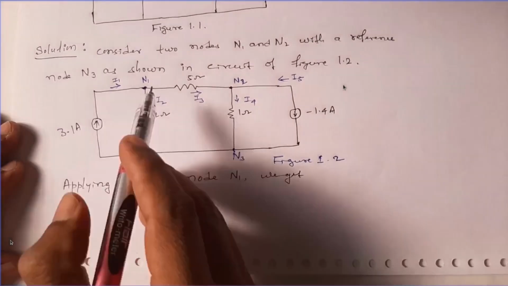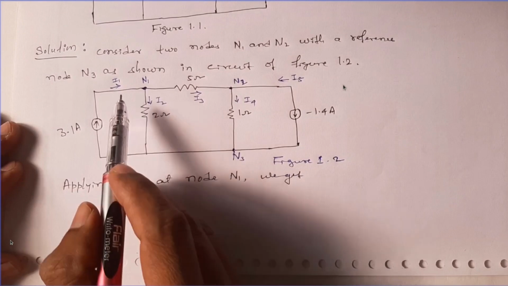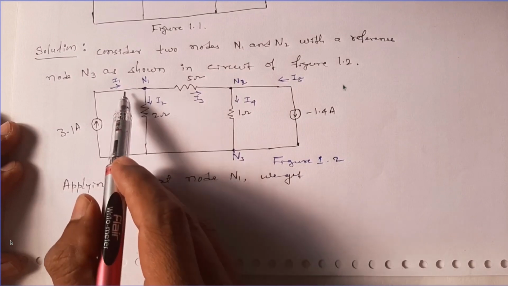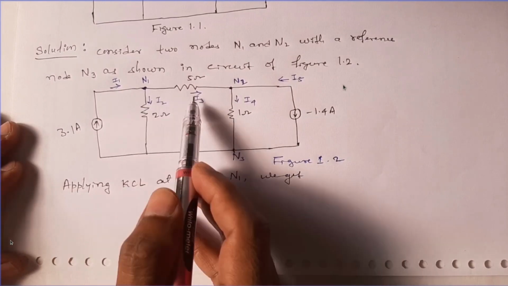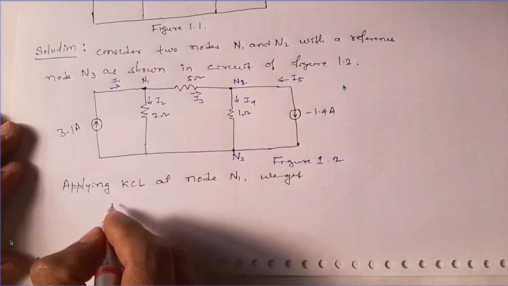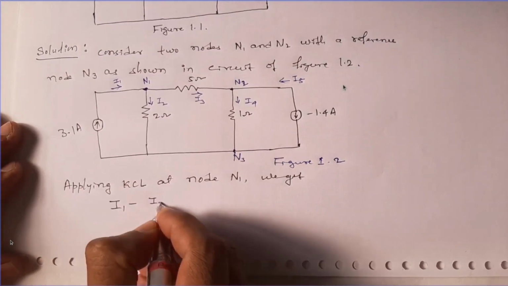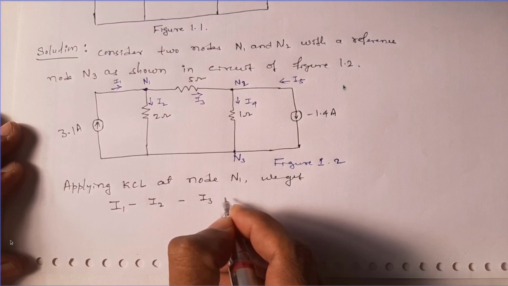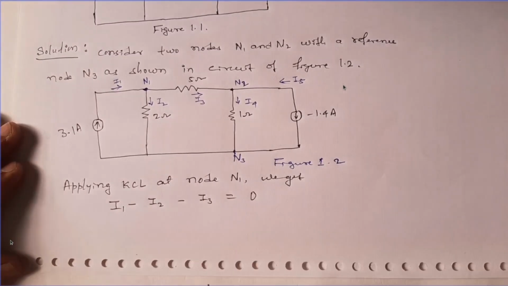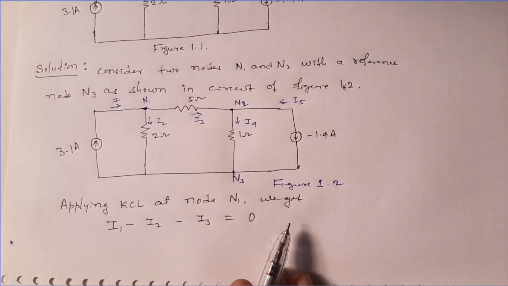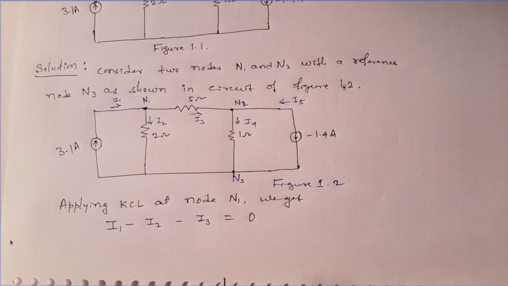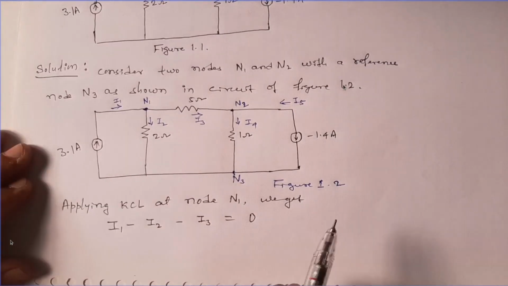So if you see, dear students, this is a node N1. To this node, I1 is incoming, I2 and I3 both are outgoing. So for that purpose, I1 minus I2 minus I3 is equal to 0. Simple. KCL has been applied to node 1. So that is node N1.